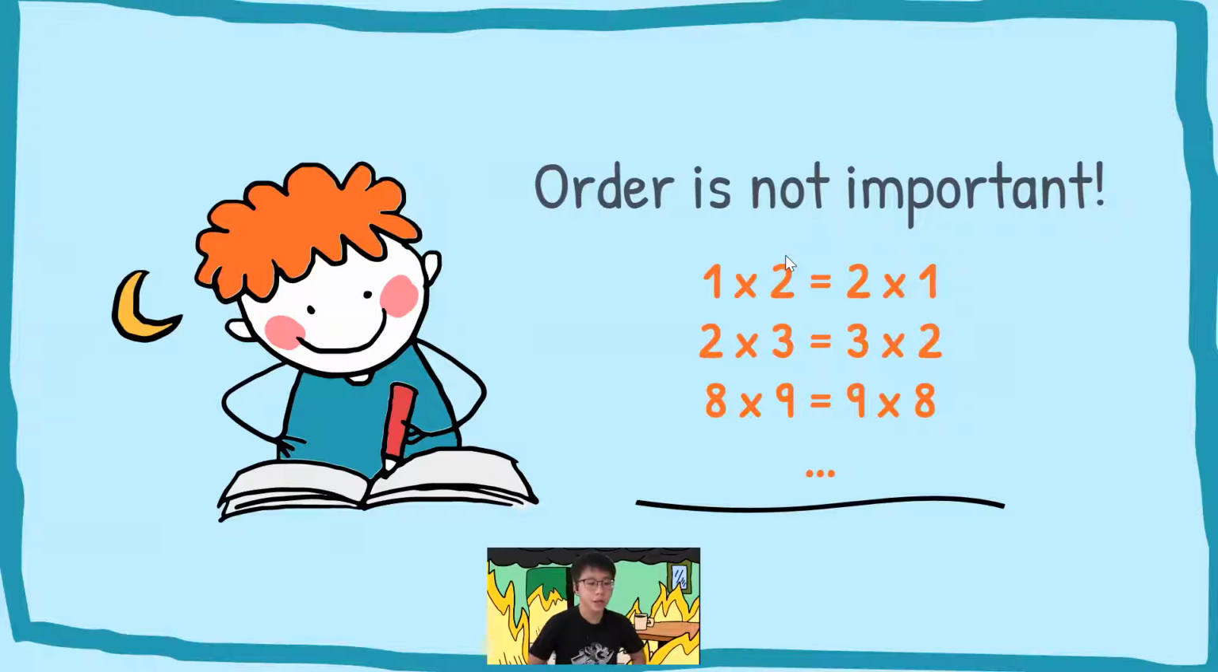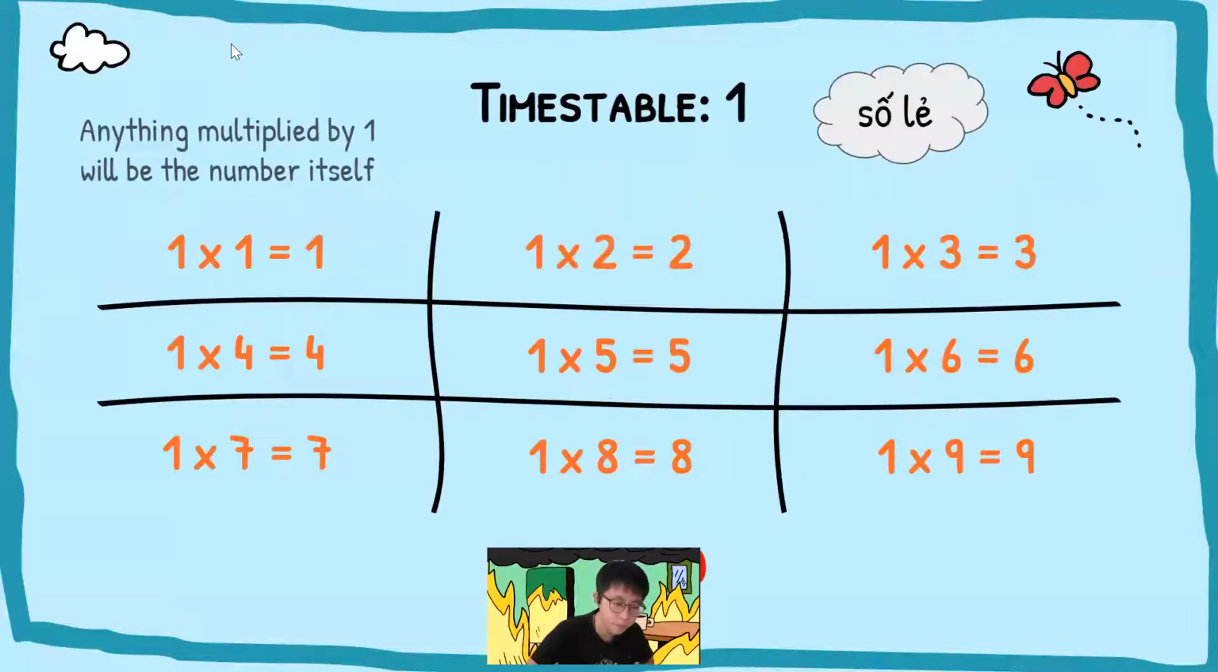Very good. In multiplication, order is not important. So 1 times 2 is equal to 2 times 1. The product of 8 and 9 is the same as 9 and 8. 2 multiplied by 3 is equal to 3 multiplied by 2. So as mentioned earlier, we will be learning the times table for 1 to 10.